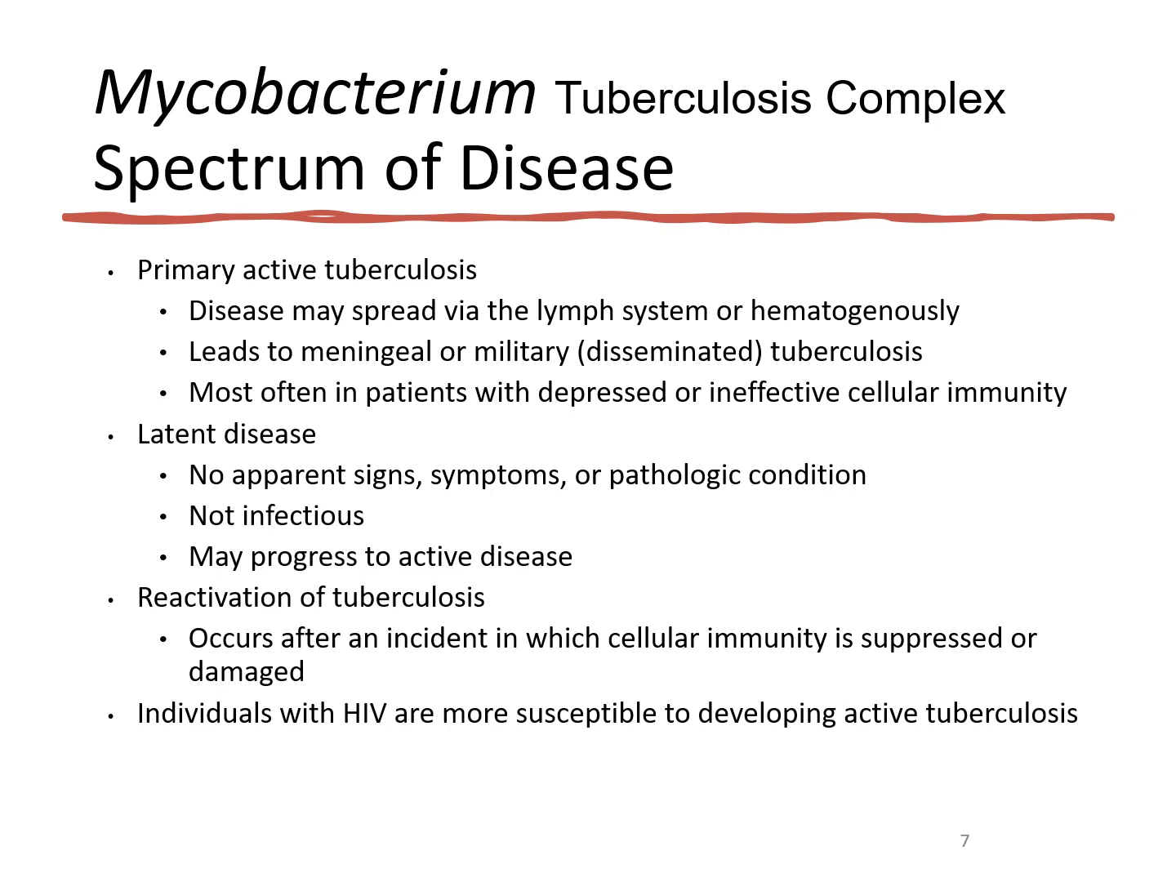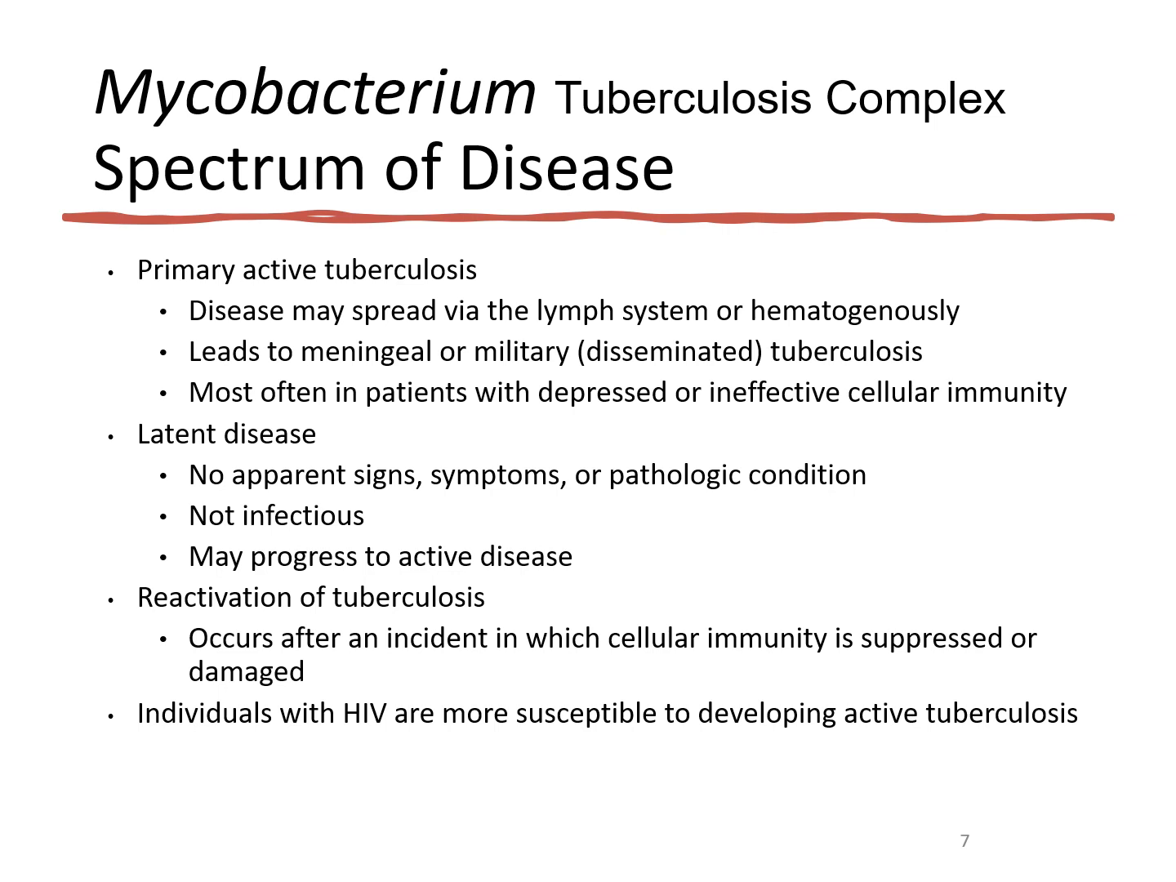Primary active tuberculosis, this disease can spread to the lymphatic system, and then this can lead to the meningeal or miliary tuberculosis. It's most often associated with patients with some sort of ineffective cellular immunity.